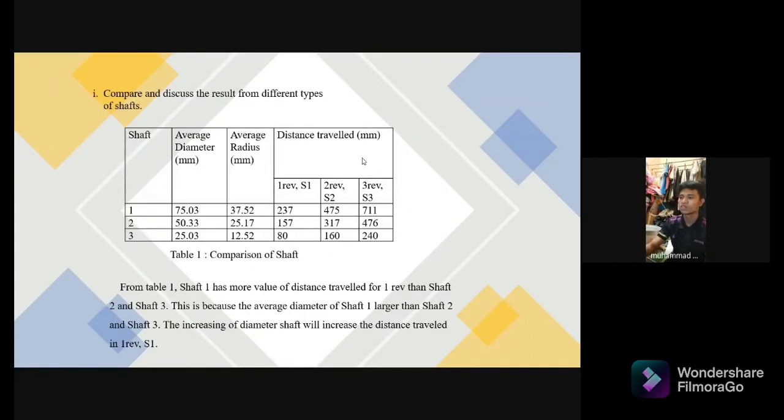Okay, for the discussions, the first question is compare and discuss the result from different types of shaft. The table shows the comparison of the shafts. From table 1, shaft 1 has more distance travel for 1 revolution than shaft 2 and shaft 3. This is because the average diameter of shaft 1 is larger than shaft 2 and shaft 3. Increasing the diameter of the shaft will increase the distance travel in 1 revolution, which is S1.